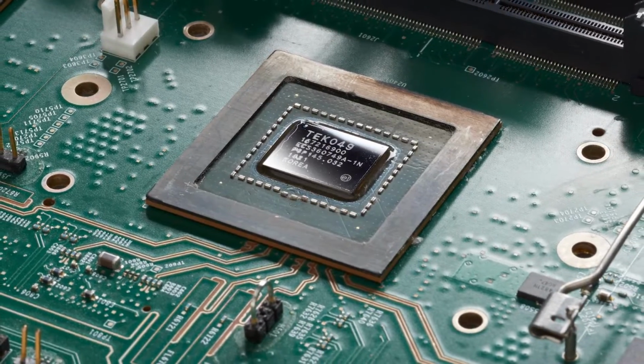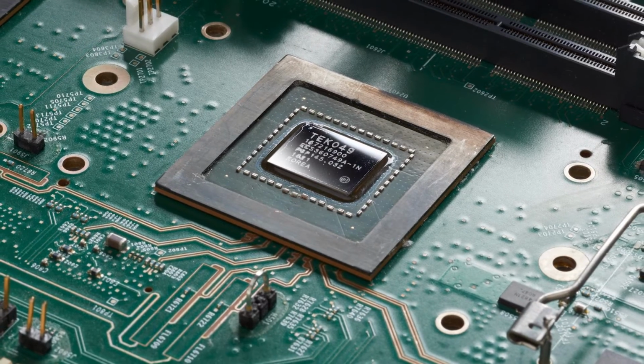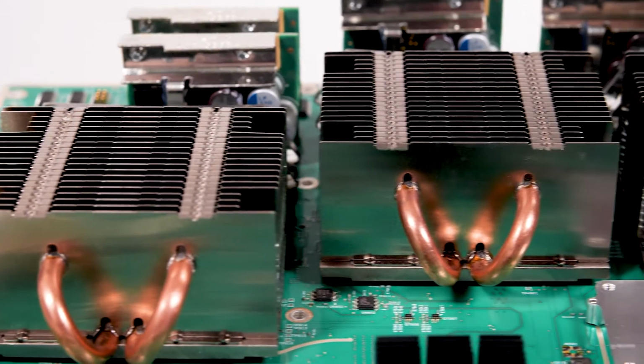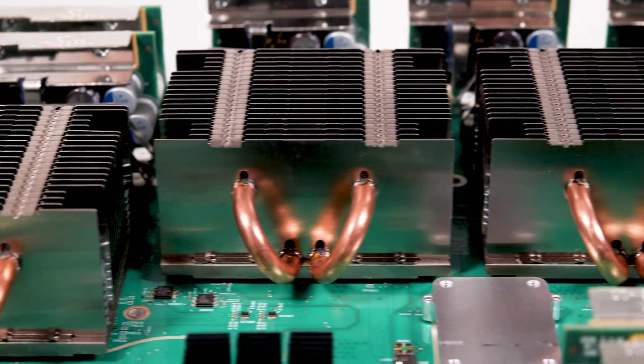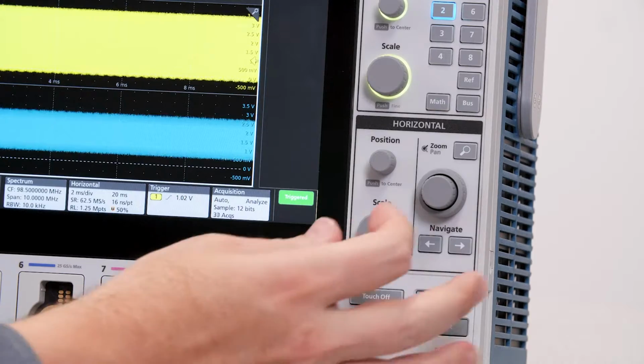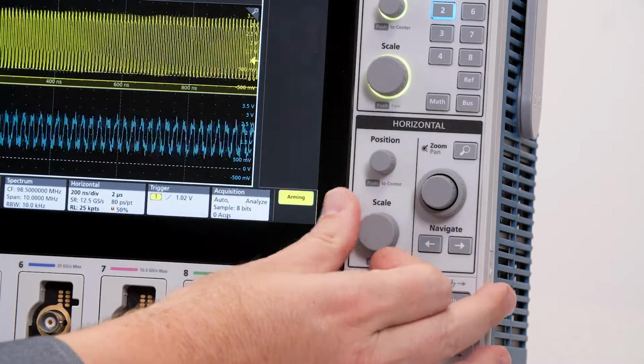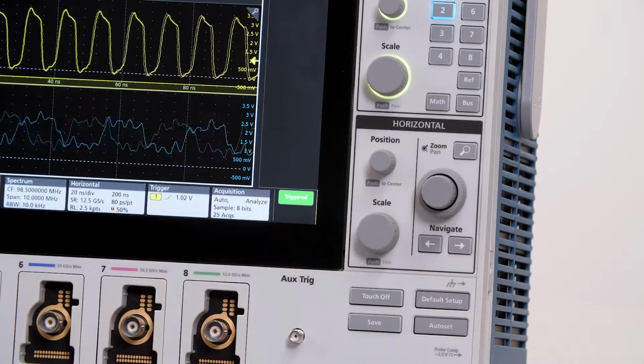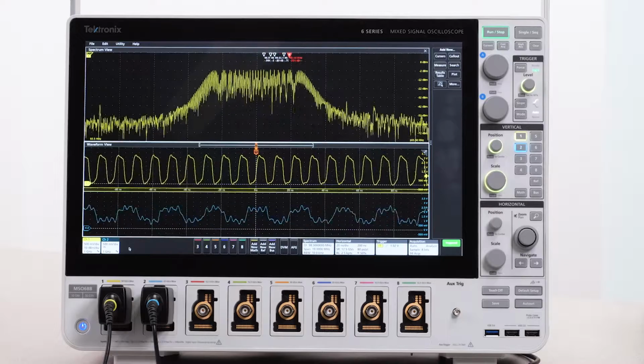Unlike typical scope FFT controls, the spectrum controls and the time domain controls are completely independent. Digital down converters are independent of time domain sampling. This lets you change the sampling rate and get better time resolution without affecting the spectrum at all.